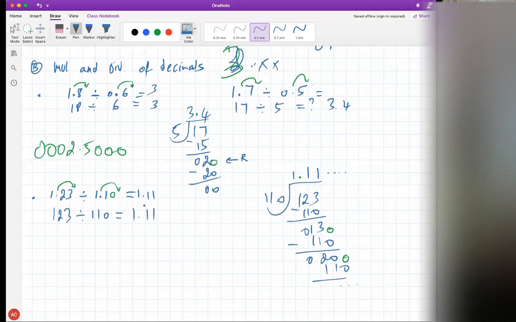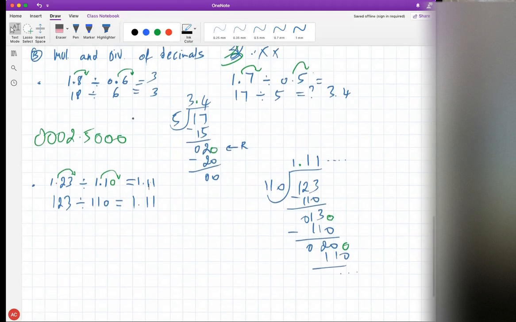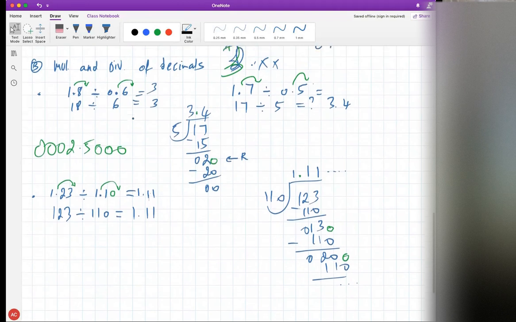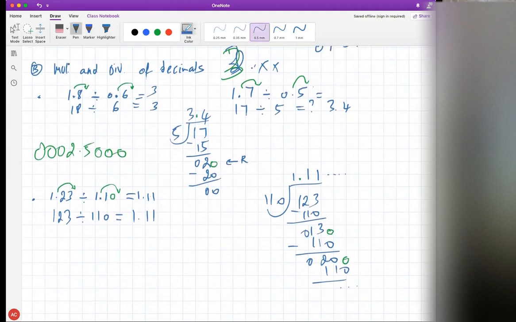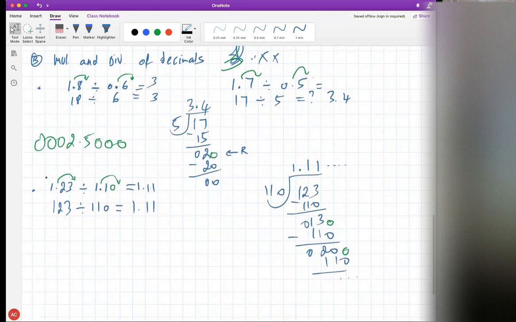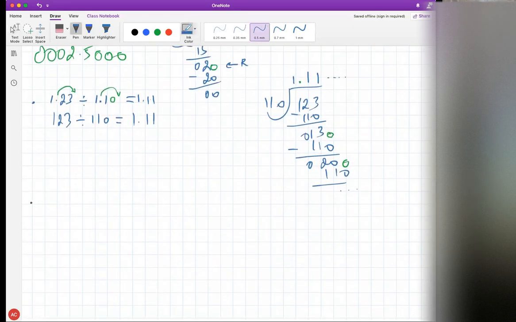So again, 2 digits should be enough. 2 decimals at least should be enough for now. That's the division. Now let's do some of the multiplications. Let's say you want to multiply maybe 1.25 by maybe 2.3.